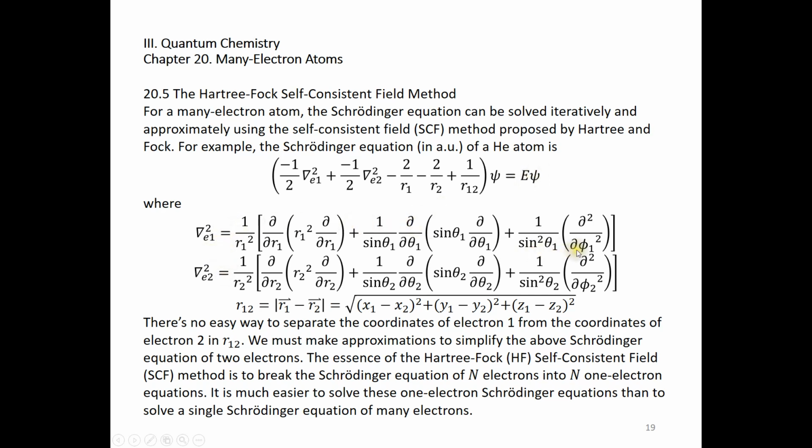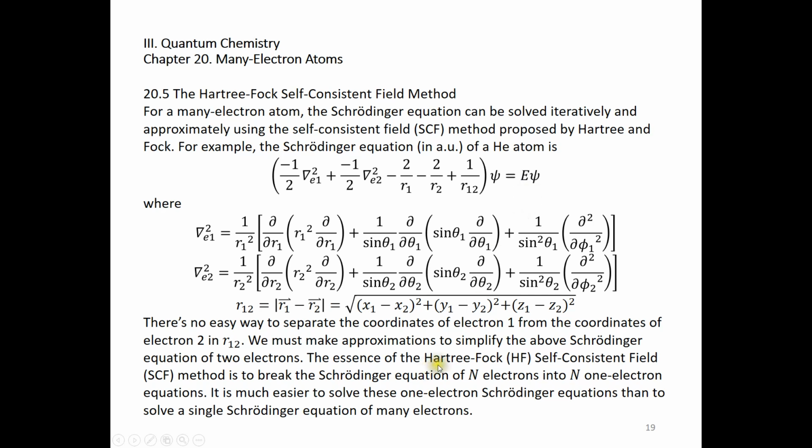This is the Laplacian for electron 1, Laplacian for electron 2 in spherical polar coordinates. R12 is the distance between electron 1 and electron 2. It's the square root of x1 minus x2 squared plus y1 minus y2 squared plus z1 minus z2 squared. And this term is really difficult to deal with. There's no easy way to separate the coordinates of electron 1 from the coordinates of electron 2 in this expression, 1 over the distance between electron 1 and electron 2. Therefore, we have to make approximations to simplify this Schrödinger equation for the helium atom.